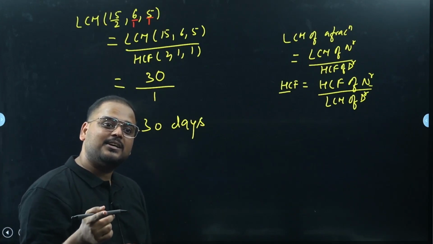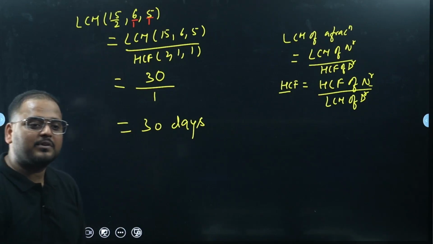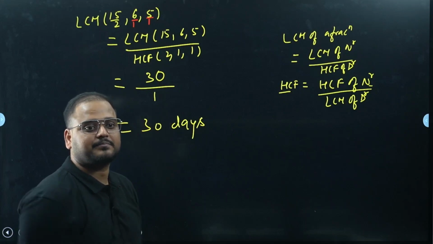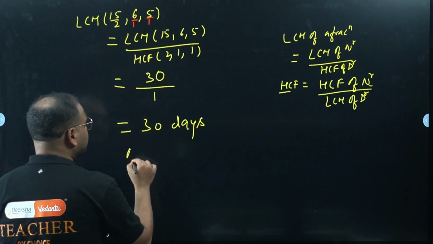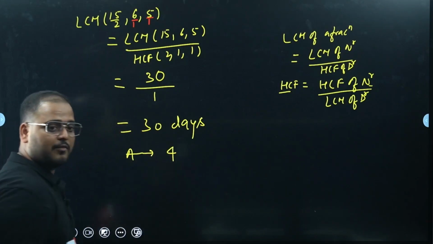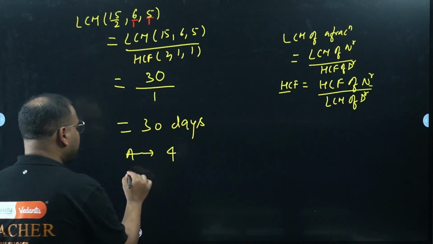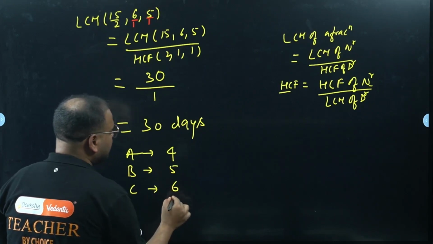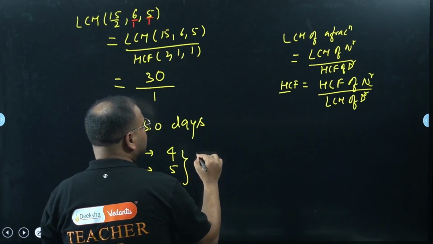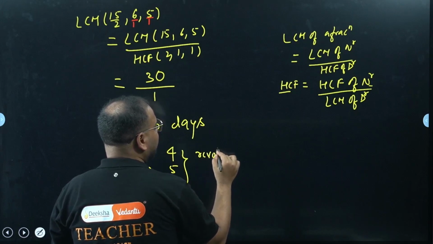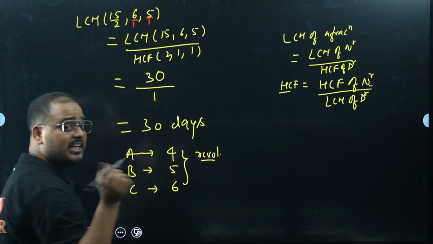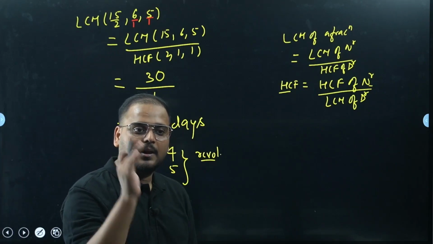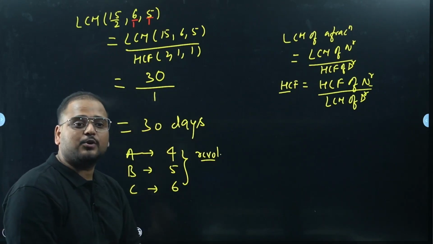So in 30 days, how many times would A have moved? 7.5 times 30. Check: 4 times. So A will complete 4 rotations or revolutions. B will complete 5, and C will complete 6. So when they complete 4, 6 and 5 revolutions, they will meet again. Understood? Question is clear? Have a permission to move on? I hope this question is clear.